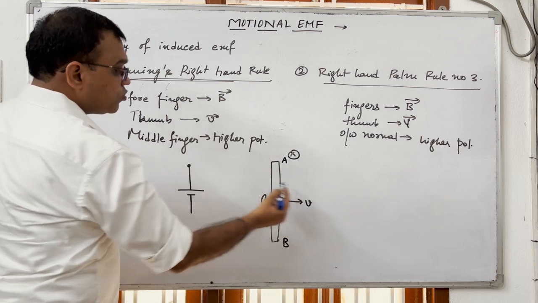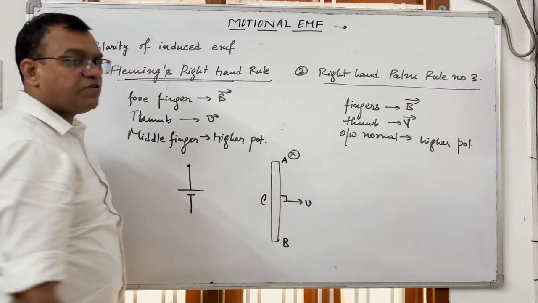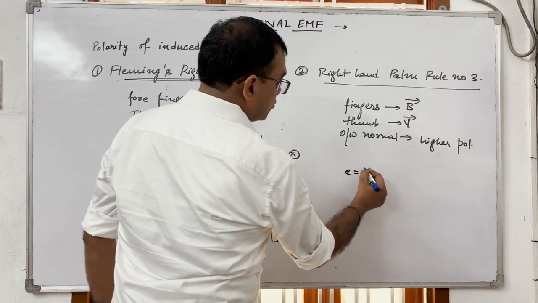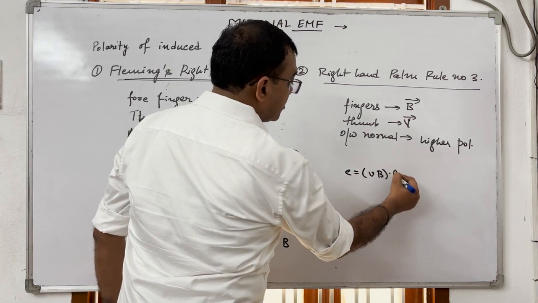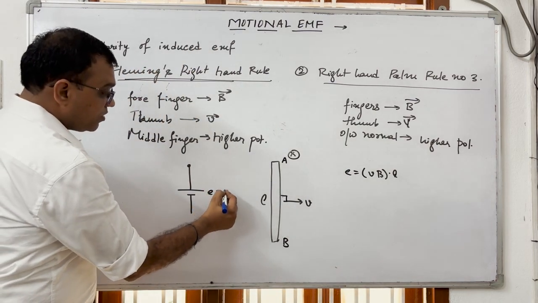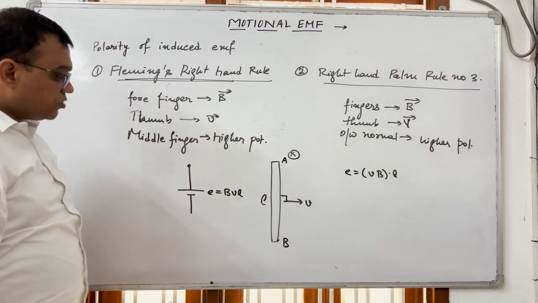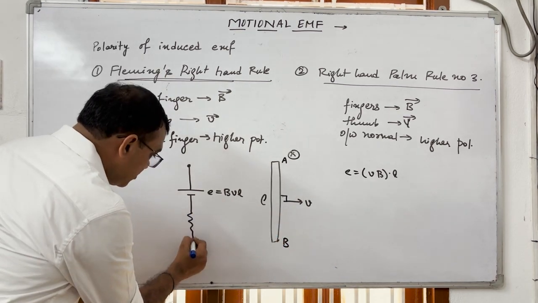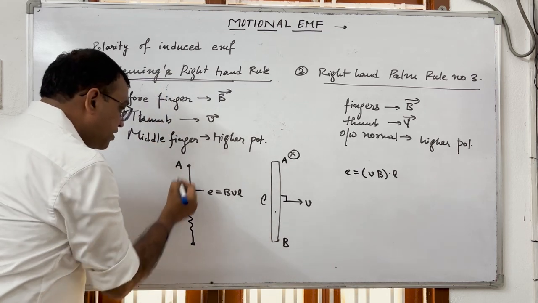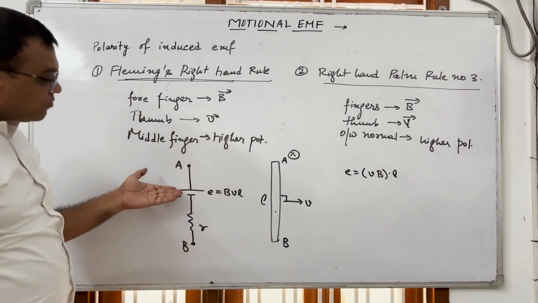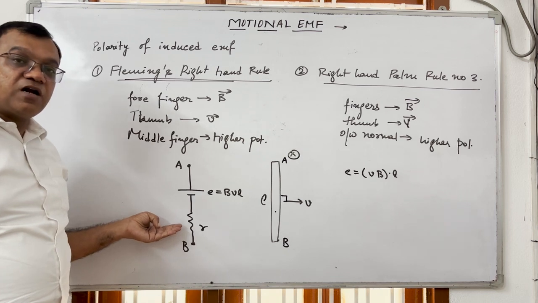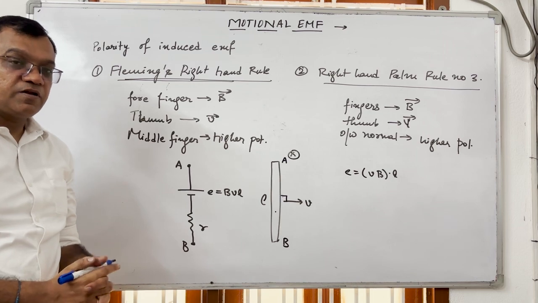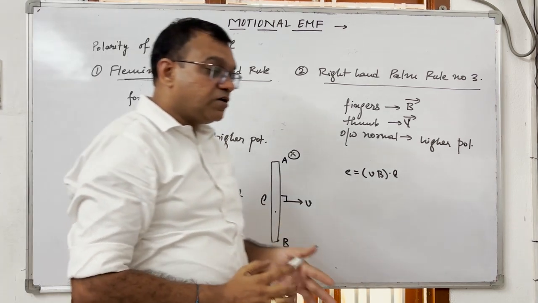So if here the V, L and B are all mutually perpendicular, EMF is equal to V cross B dot dL, that is VB dot L, so it will be BVL. Now if this rod has some resistance R, then this rod can be replaced by a battery whose EMF is BVL and resistance is R. And then we can solve the normal circuit in the same way. This is about the polarity of the induced EMF.